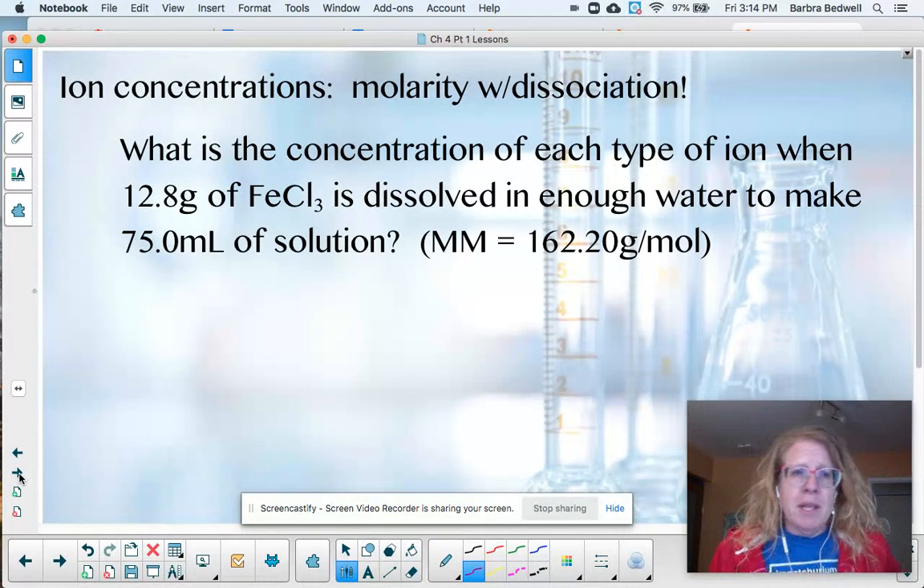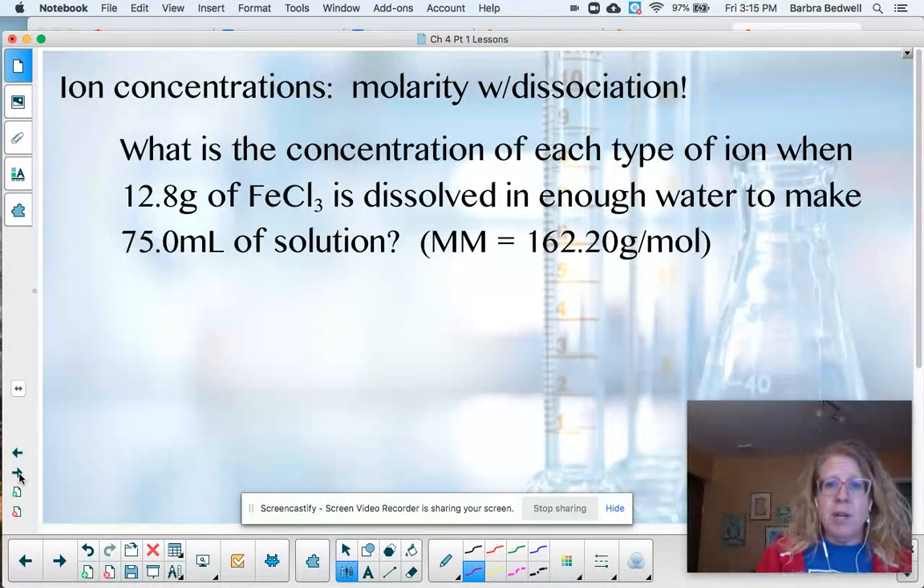Here's our last one. This one gets a little bit trickier. This has to do with that idea of dissociation, separation of ions. So this one asks you about the concentration of ions that are present. Now, a lot of times what we really care about in chemistry is not the whole compound, but how many of a particular ion is present, because it's the ions that are actually doing the chemical reactions when we're combining things together.